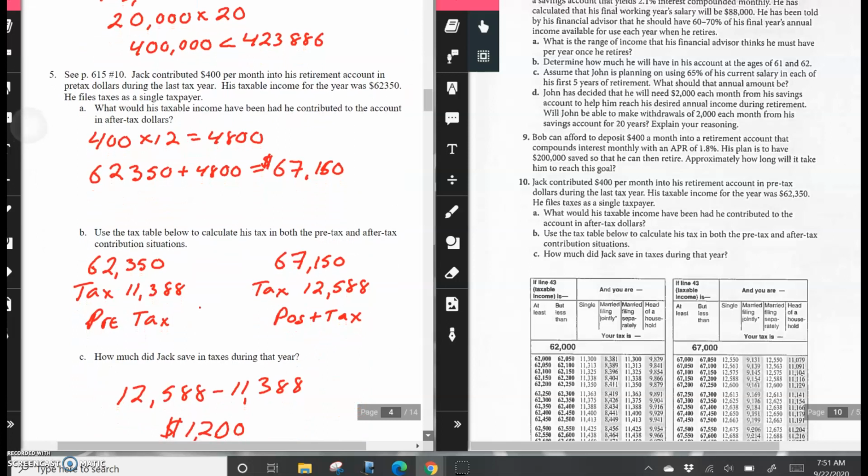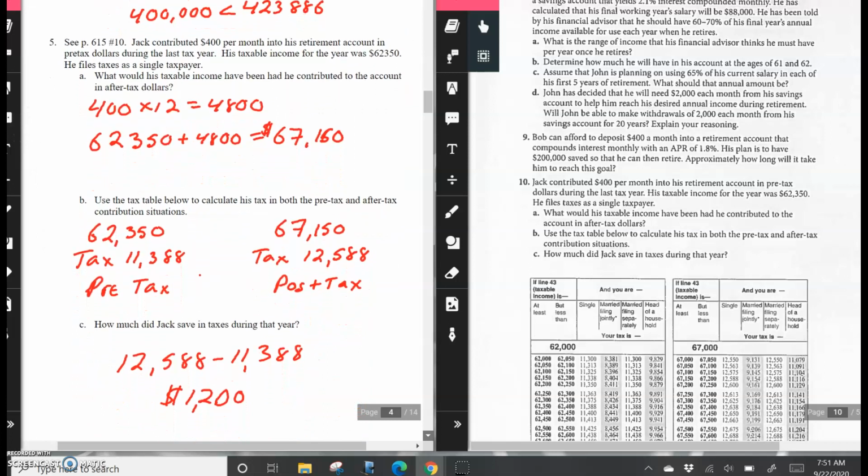Okay, number 5, we're going to refer to number 10 on page 615, which is off to the side. It said Jack contributed $400 per month into his retirement pre-tax. His taxable income was $62,350. He files taxes as single. So you're going to have $400 per month. So 400 times 12 gives you $4,800.